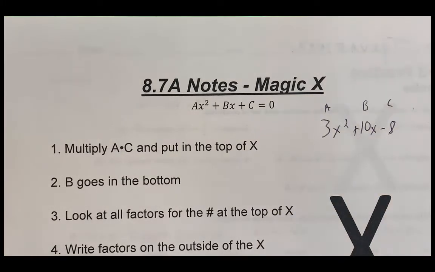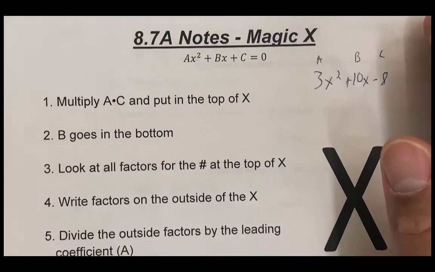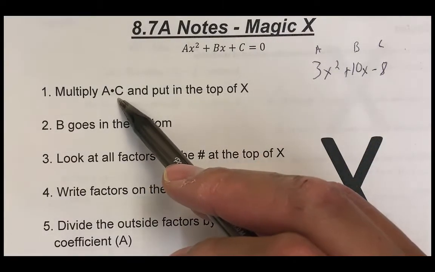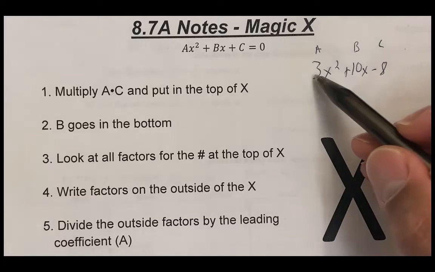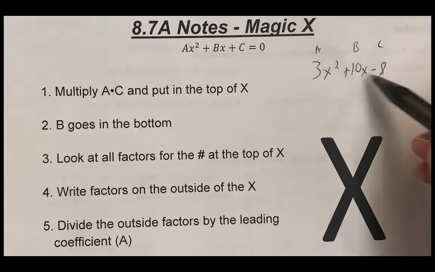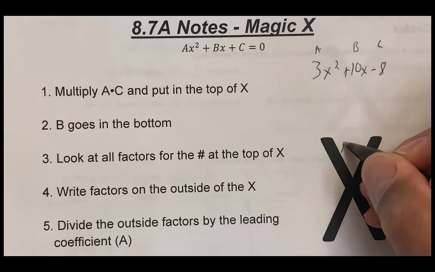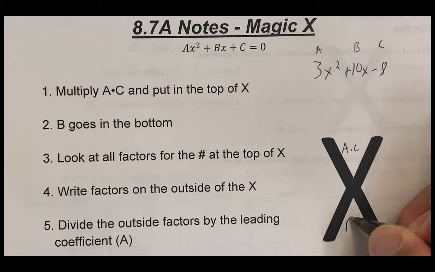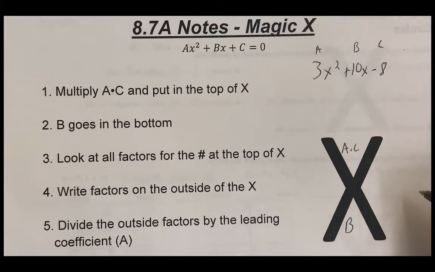That's really important. Okay. Now, to start using the magic X, there's two big things we really want to focus on to start off with, and the first is the top of the X. All right, we multiply A times C, put that in the top of the X. A times C. So in this case, it would be 3 times negative 8. But for here, I'll just write the A times C because it's really important we remember that that's where that goes. A times C goes in the top of the X, and then B, that's the middle term, goes in the bottom of the X.